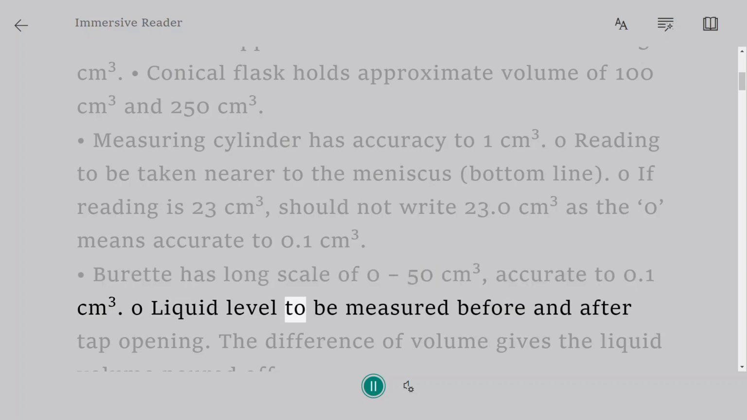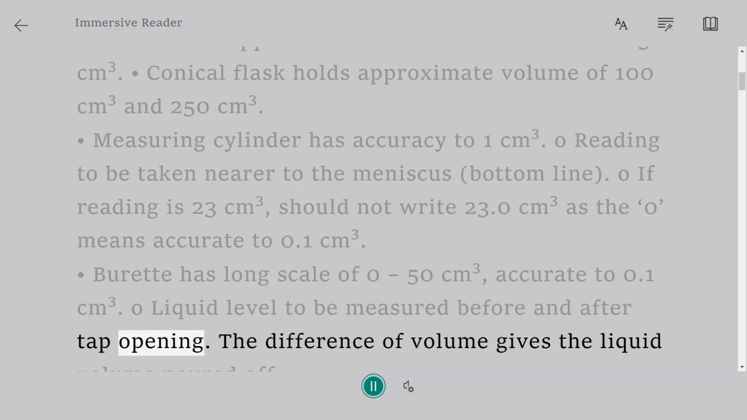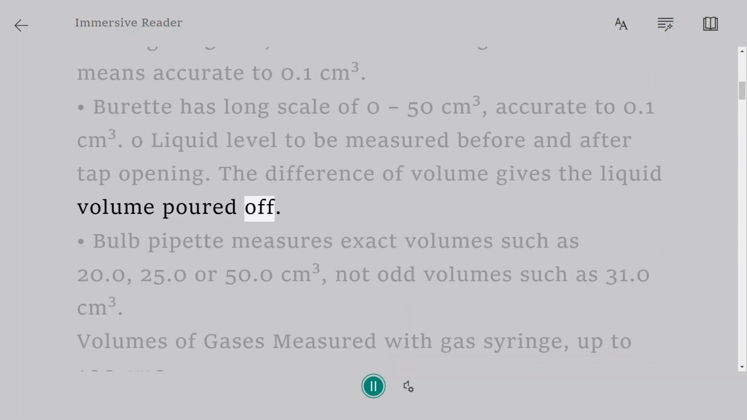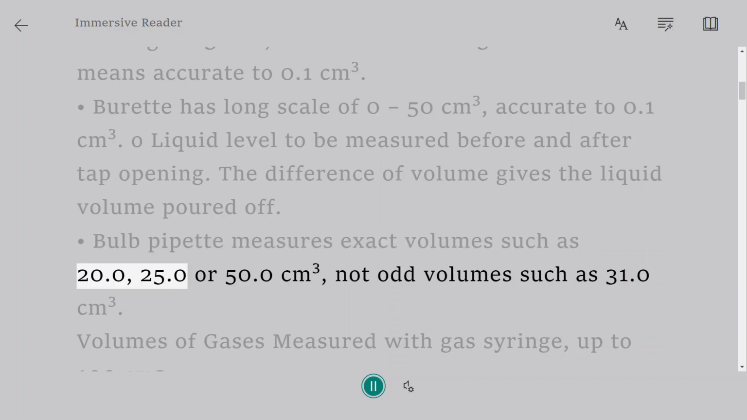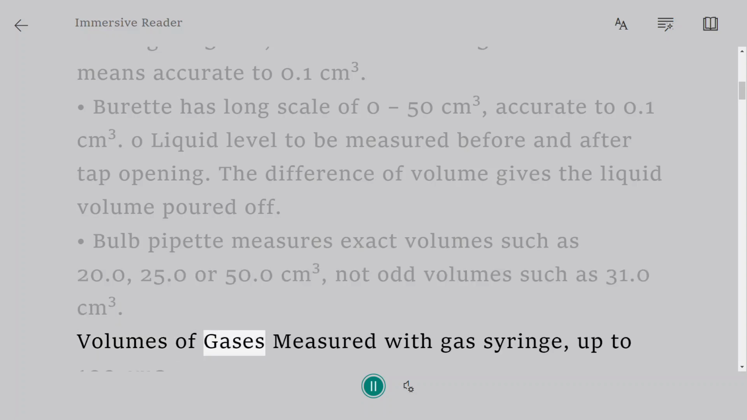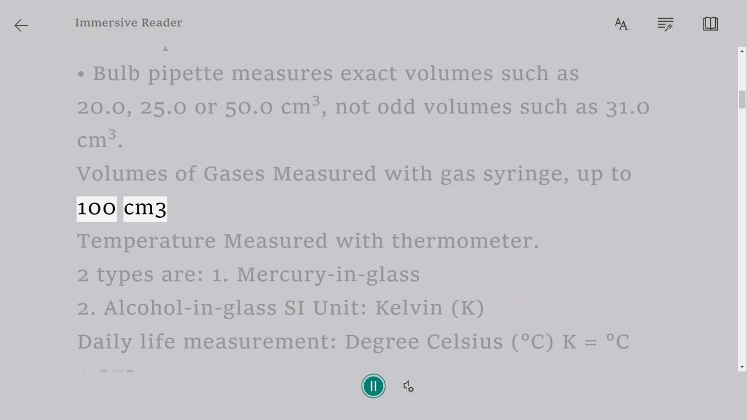The liquid level is to be measured before and after opening the tap. The difference of volume gives the liquid volume poured off. A bulb pipette measures exact volumes such as 20.0, 25.0, or 50.0 cubic centimeters, not odd volumes such as 31.0 cubic centimeters. Volumes of gases are measured with a gas syringe, up to 100 cubic centimeters.